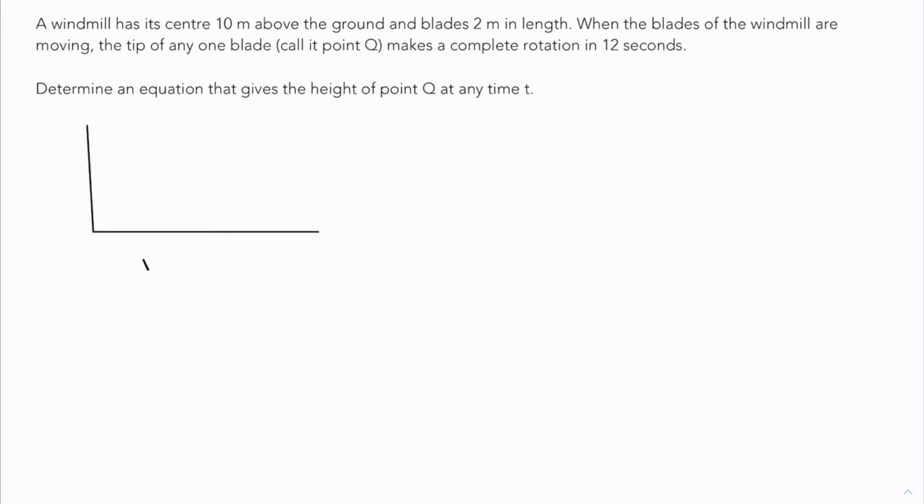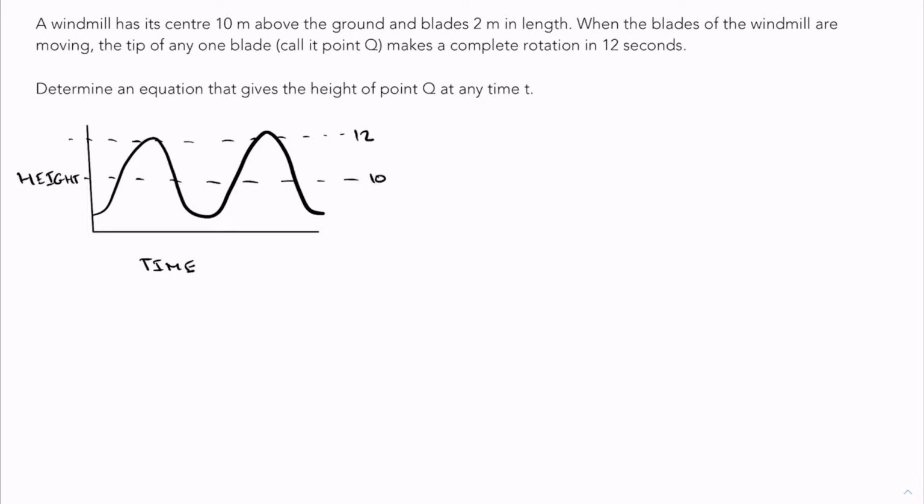So if you recall, we had time here, and we had height here, and the graph went something like this. That was one cycle, then we had two cycles. It's a bit uneven, I'll try that again. 1, 2, still uneven, but it's good enough. The topmost point was 12, the middle was 10, and the bottom-most point was 8.